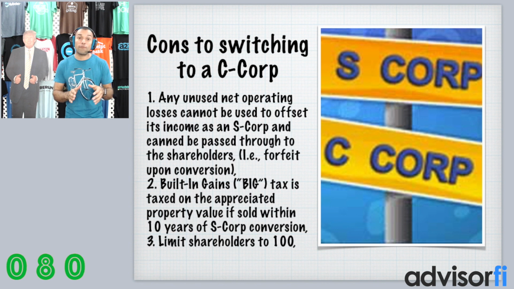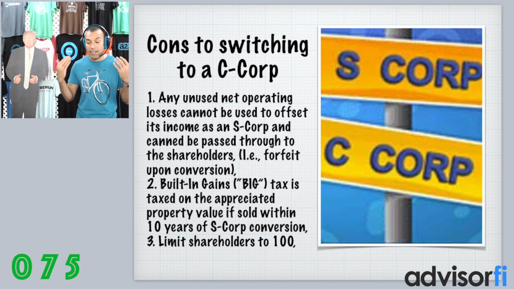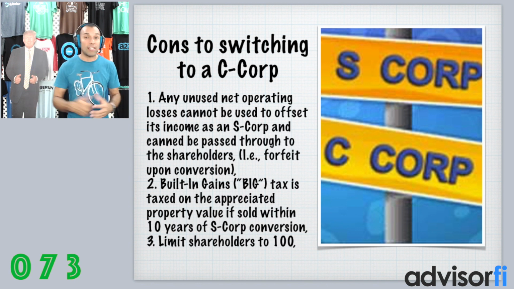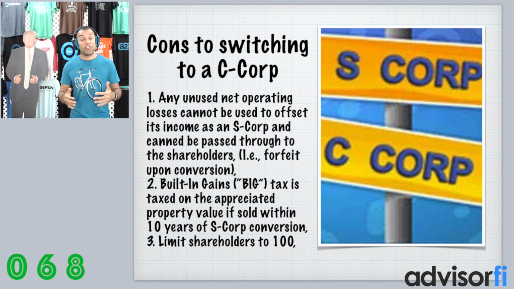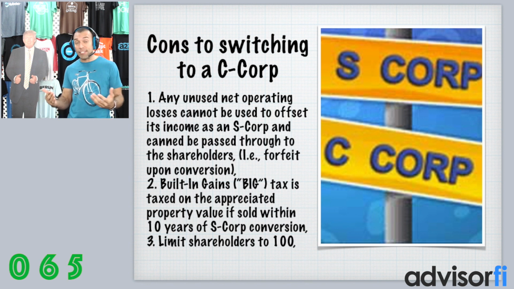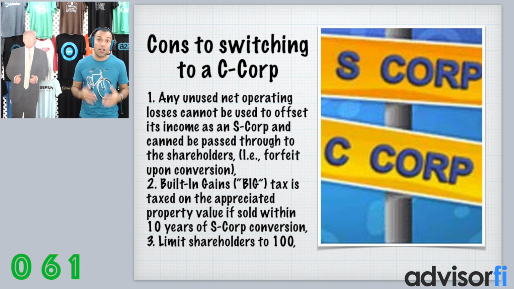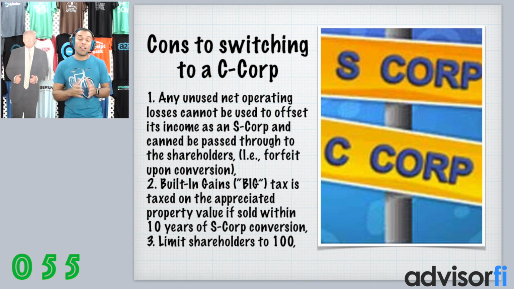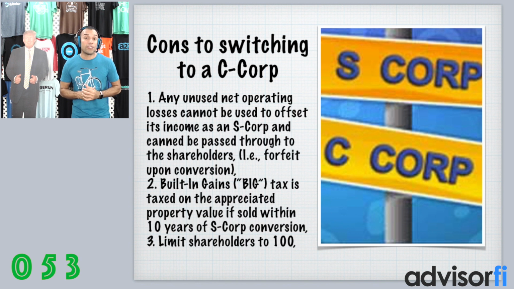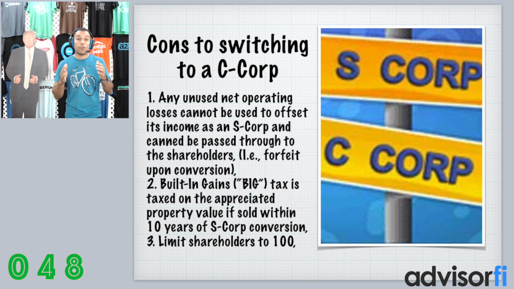Okay, so what are the cons of switching from a C-Corporation to an S-Corporation? Well, there are several, but I really want to hit on 3 that come to my mind as the most impactful. Number 1, any unused net operating losses or NOLs. If your C-Corp is not profitable and you're losing money, that's called a net operating loss, or an NOL. Any NOLs cannot be used to offset any income whatsoever as an S-Corporation, and those losses cannot be passed down through to the shareholder. Simply put, if you make the switch from a C-Corporation to an S-Corporation and you have existing NOLs, you forfeit them upon conversion.